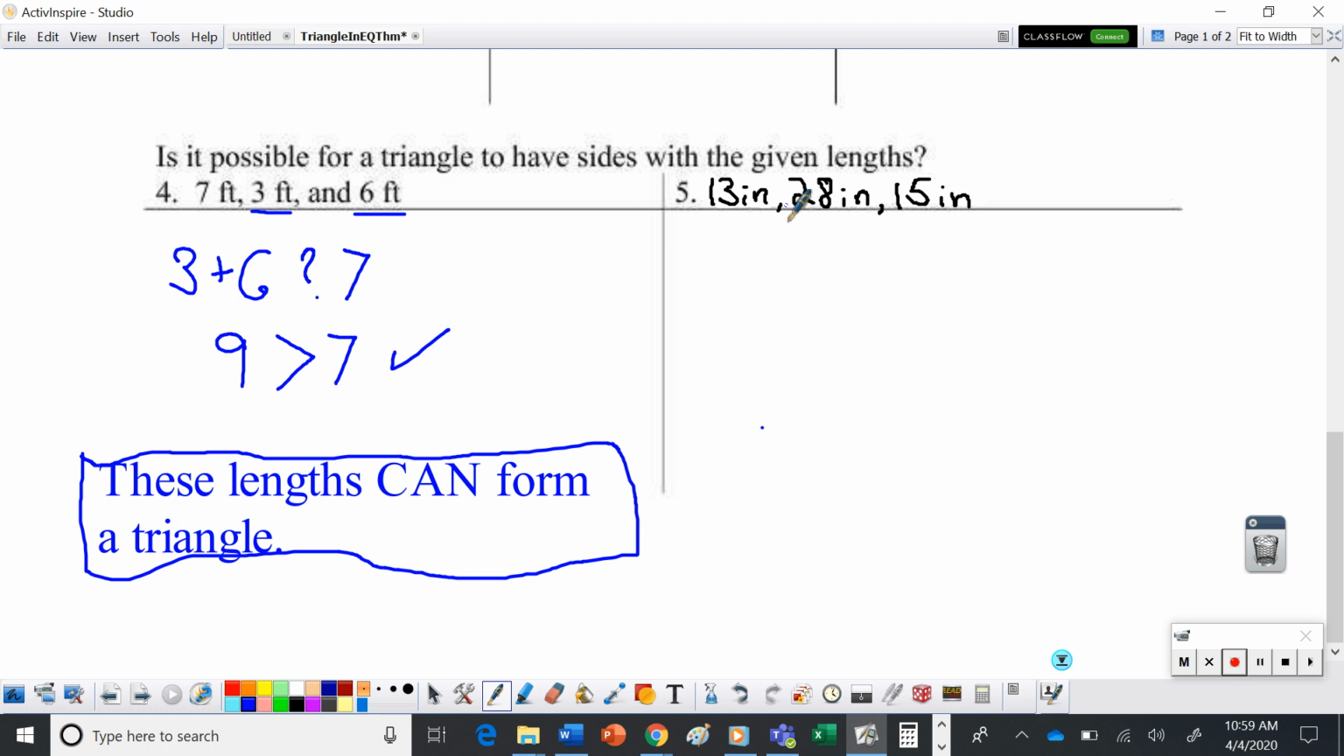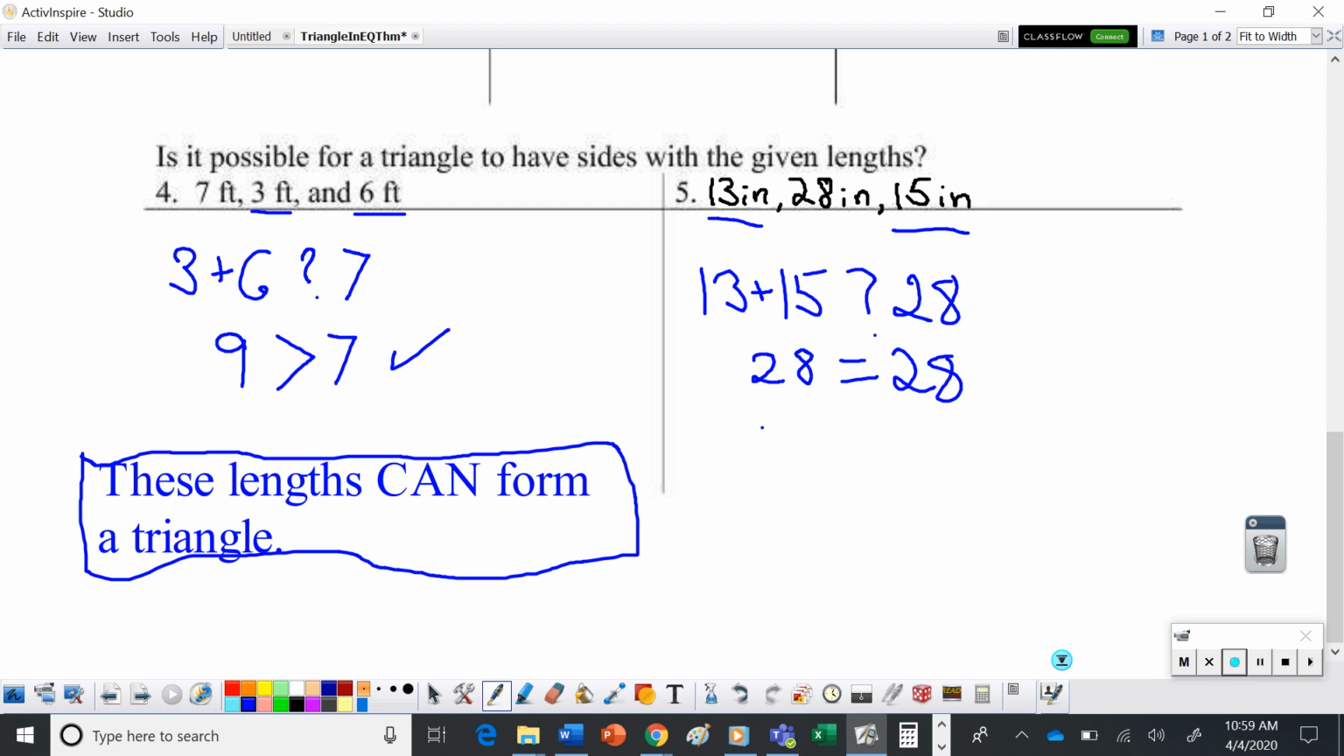All right, now let's take a look over here. We've got 13 inches, 28 inches, and 15 inches. So we're going to take the two smallest sides, which are 13 inches and 15 inches, and we'll add those together. 13 plus 15. And we'll compare that sum to that third side, which is 28. Well, 13 plus 15 is exactly 28. And 28 equals 28. So we've got to think a little bit on this one.